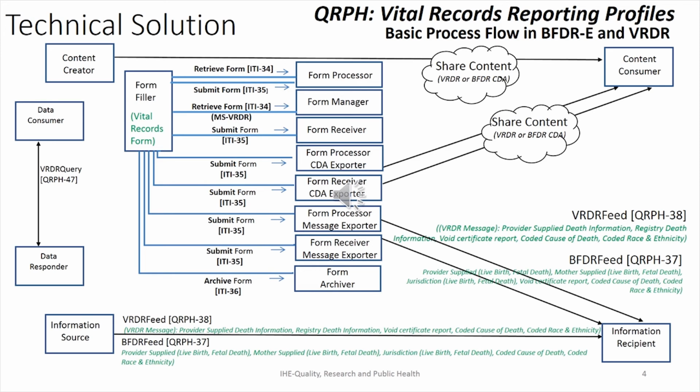The forms-based approach includes a form processor message exporter and form receiver message exporter, which can capture that information from the form and turn that into the underlying HL7 and turn that into the message to communicate the appropriate information. And the form processor CDA exporter and form receiver CDA exporter similarly can take that source information and transform it to a CDA document.